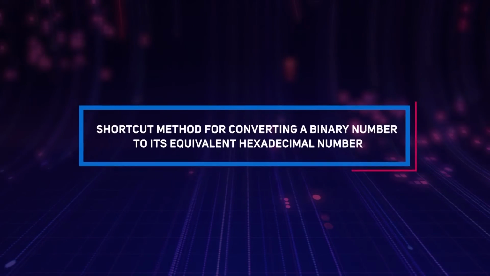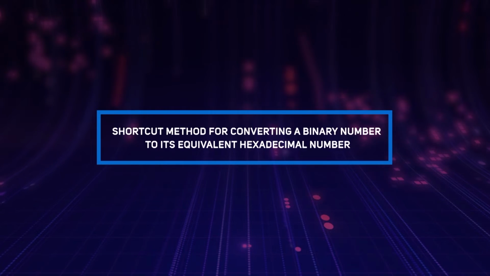Similarly, we can use the shortcut method to convert a binary number to its equivalent hexadecimal number. The difference is, in hexadecimal we take groups of 4 bits. So in the first step, we divide the digits into groups of 4 bits starting from the right. And in the second step, convert each group of 4 binary digits to the corresponding hexadecimal digit.